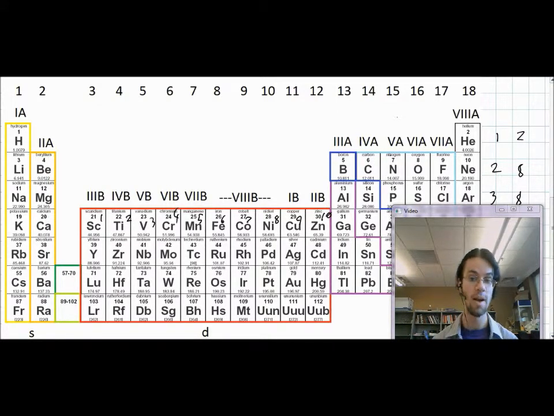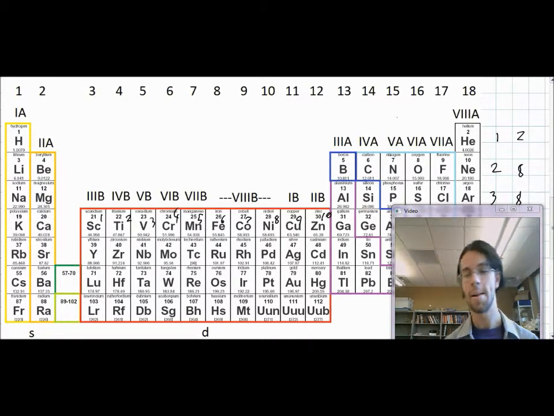So to remember the number of electrons it can hold, just add 4 to the previous. S has 2, p, you add 4 to the 2, so you have 6, d has 10, and then f has 14. The number of orbitals is simply the number of electrons divided by 2.